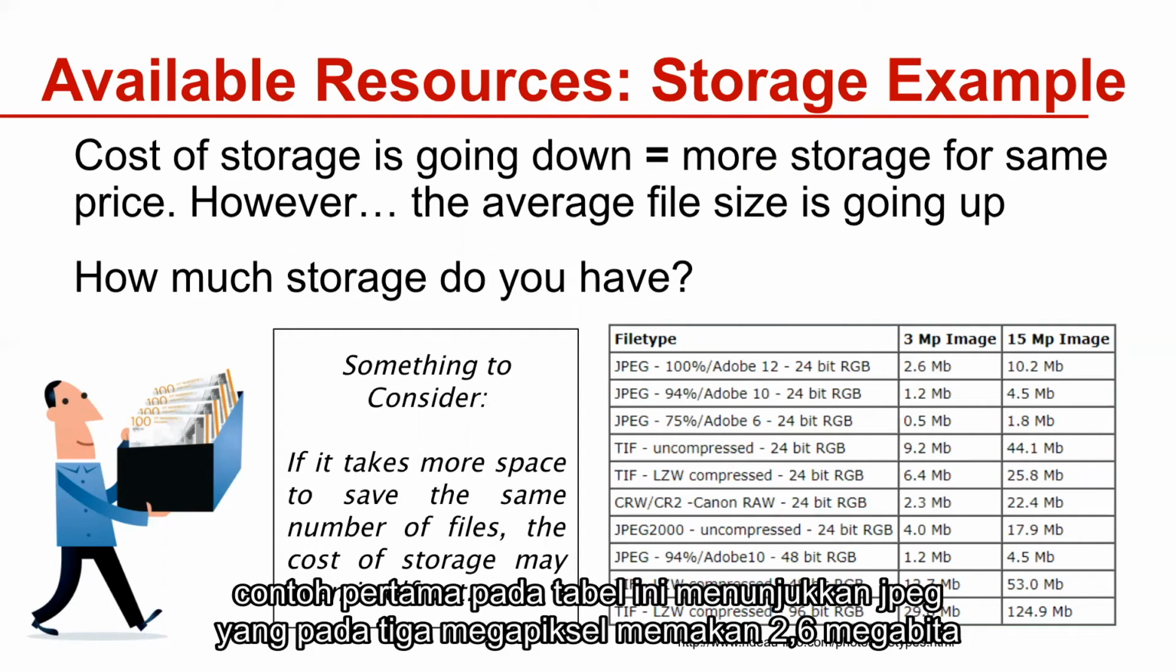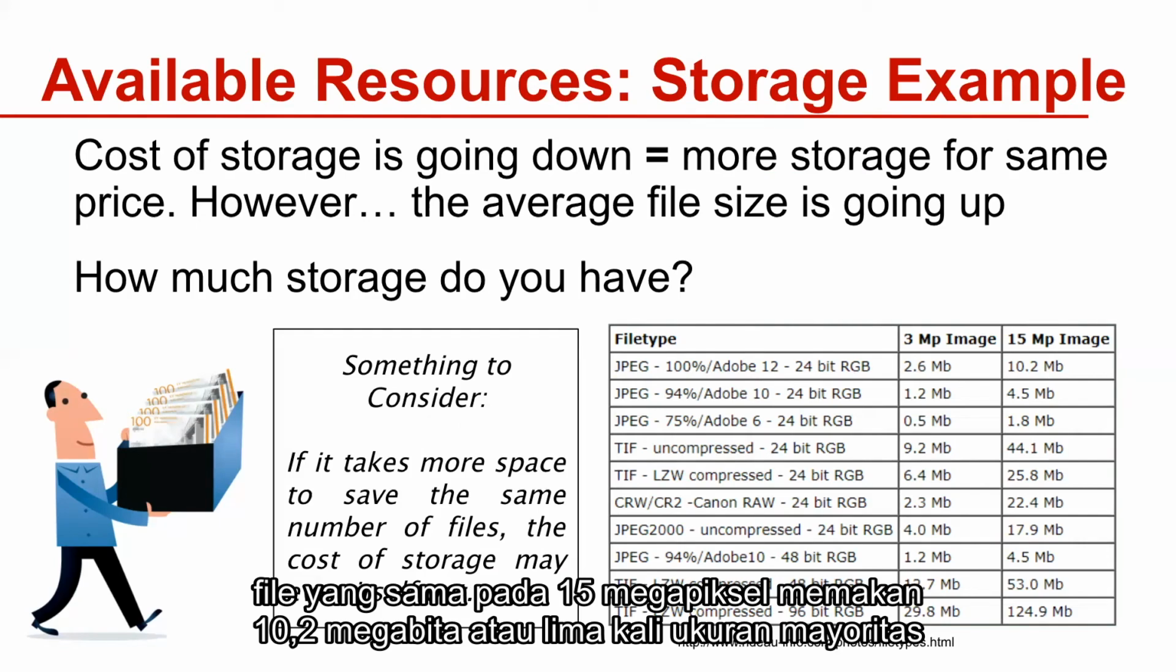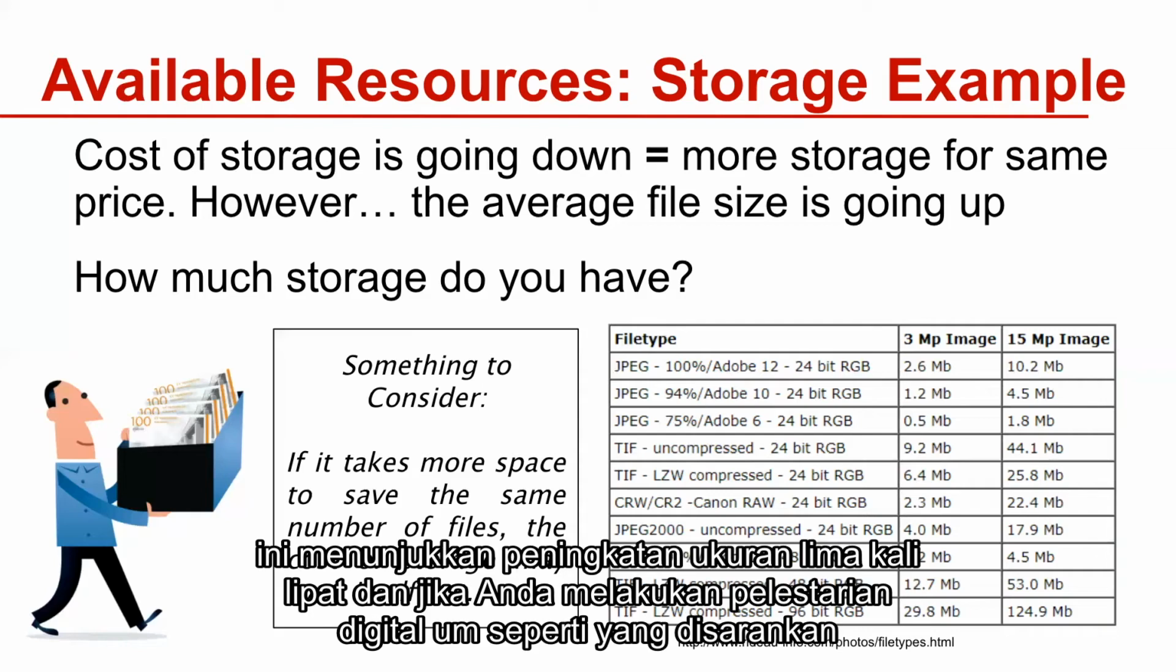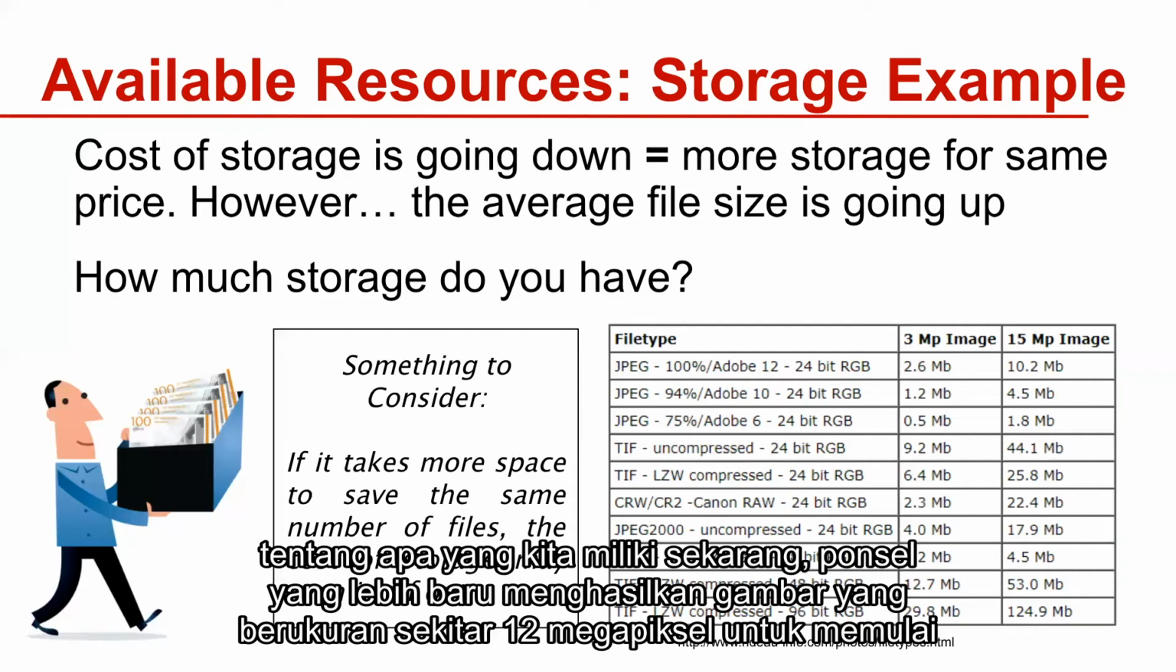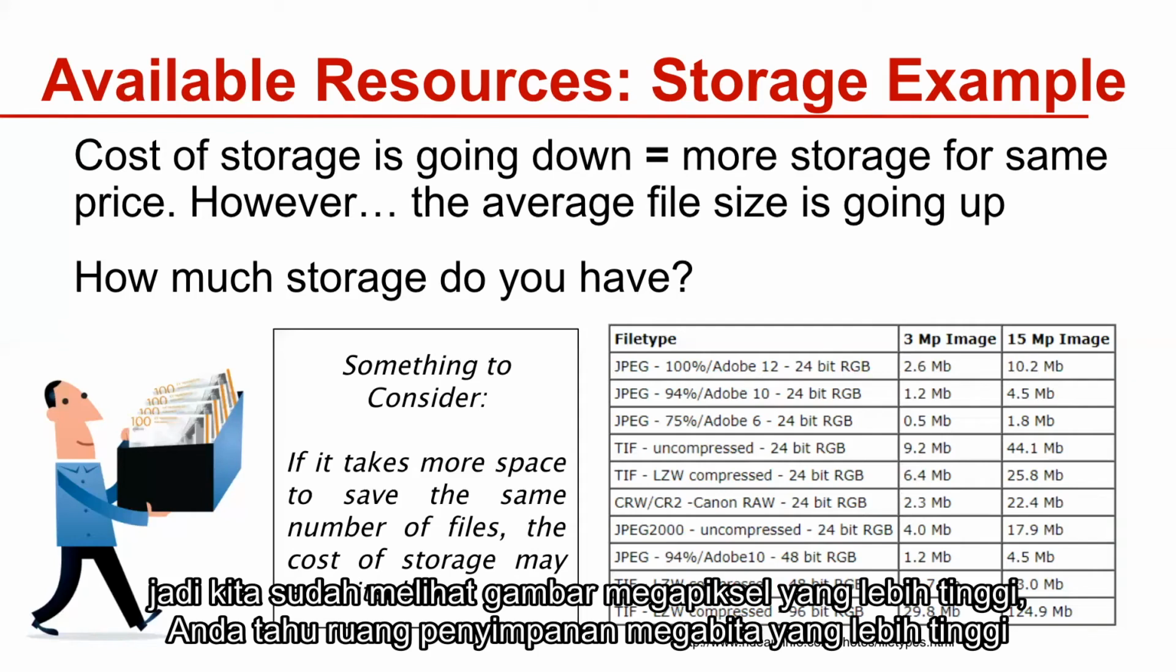The first example on this table shows a JPEG that at 3 megapixels took up 2.6 megabytes. That same file at 15 megapixels takes up 10.2 megabytes, or 5 times the size. The majority of these show a 5 times increase in size. And if you're doing digital preservation as suggested, you're going to be saving multiple copies of the same item in multiple locations. So thinking about what we have now, newer phones are producing images that are about 12 megapixels to start with. So we're already looking at that higher megapixel image, that higher megabyte storage space.